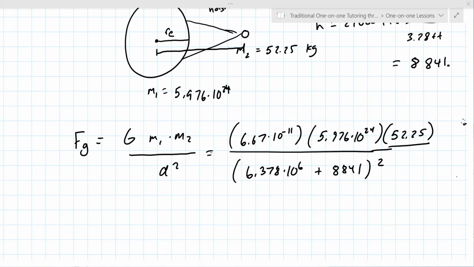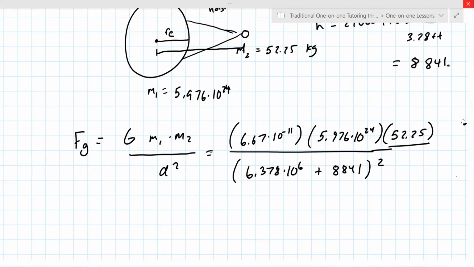I really have no idea why your instructor keeps giving you the masses of them, the weight at sea level. Okay, can we move on to number 2?